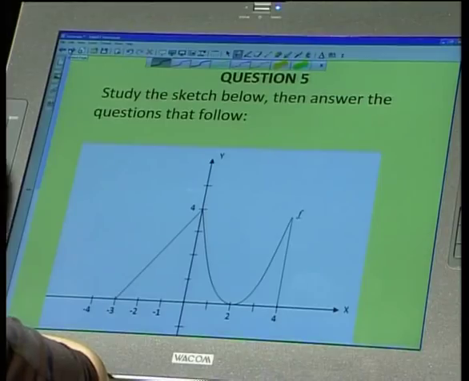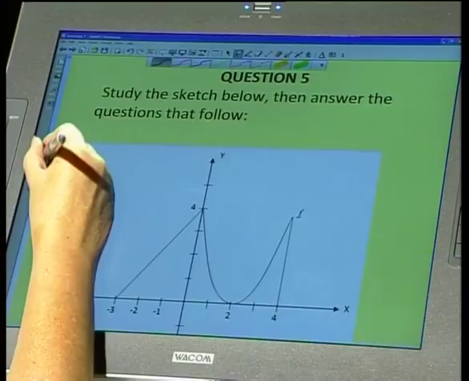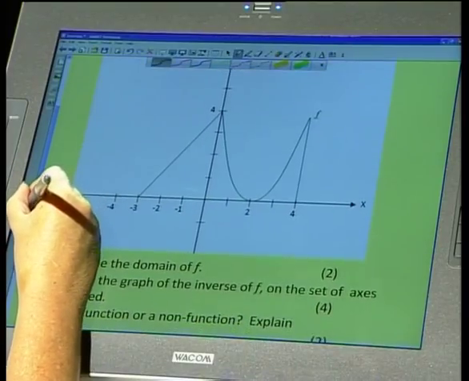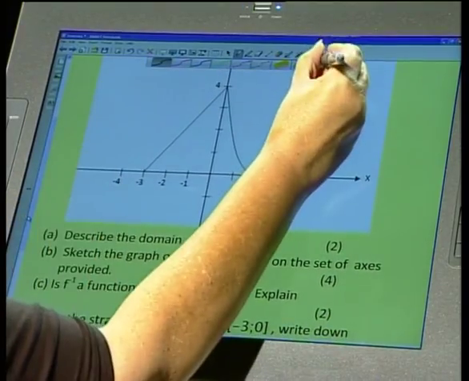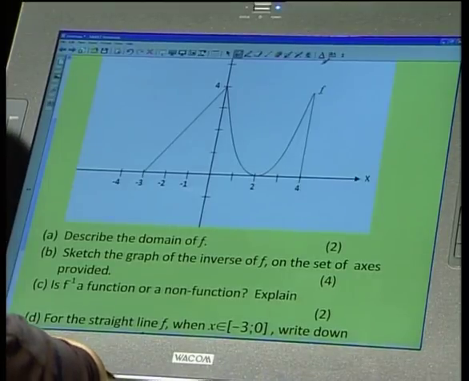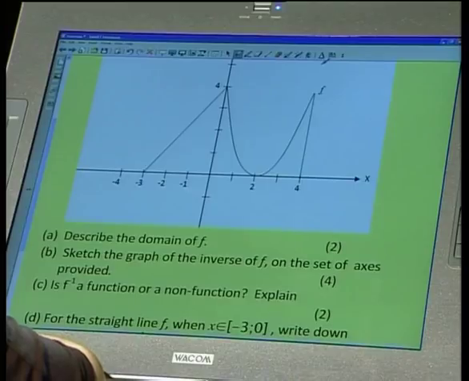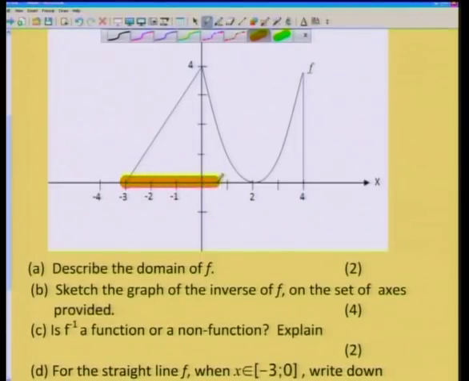Let's go past that work. And you'll see they've now given me quite an interesting little graph. They say, study the sketch below and then answer the questions that follow. Let's bring it up. Okay, the first question says, describe the domain of f. Now remember, we talked about domain being x values. So when I look at this graph, let's get a highlighter. I must talk about the first x value I get all the way through to the last one.